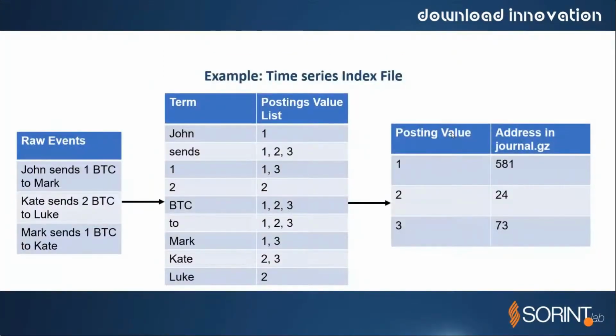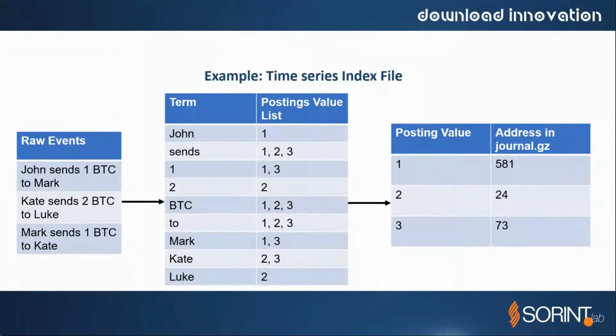Since in a few minutes we will talk about Bitcoin transactions, let's keep the example on this topic. Let's say our raw events just keep track of these transactions. So we have John sends 1 Bitcoin to Mark, Kate sends 2 Bitcoin to Luke, and so on. What we do is map each unique term that is important to where it appears in the events list. So the posting value list is just an array of numbers.